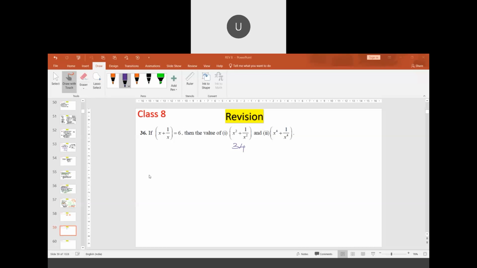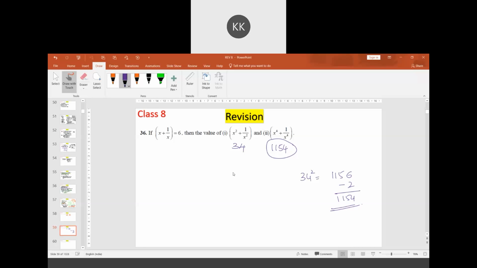For this, 34 should be squared minus 2. The answer is 1154. Because 34 square will be having 6 in the units place, it will be 1156. For this we are subtracting 2. We should get 1154.